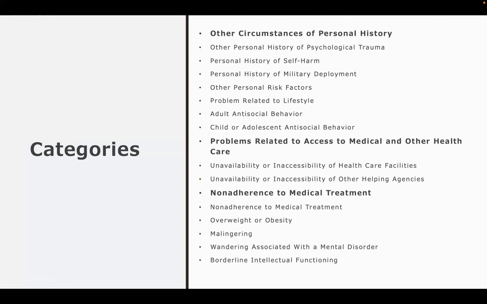So these are all essentially additional information that I would encourage you to use. V codes, like I said, liberally, freely, in terms of how you are understanding your clients and coding their diagnoses.